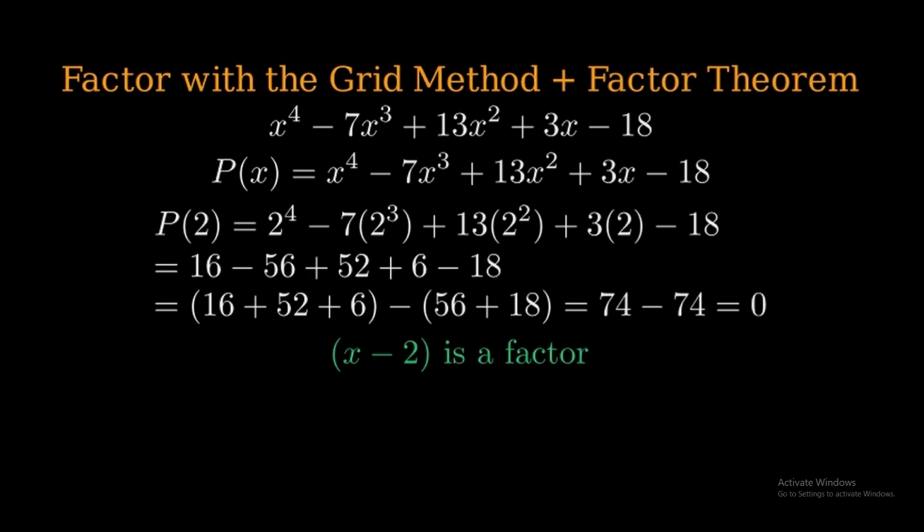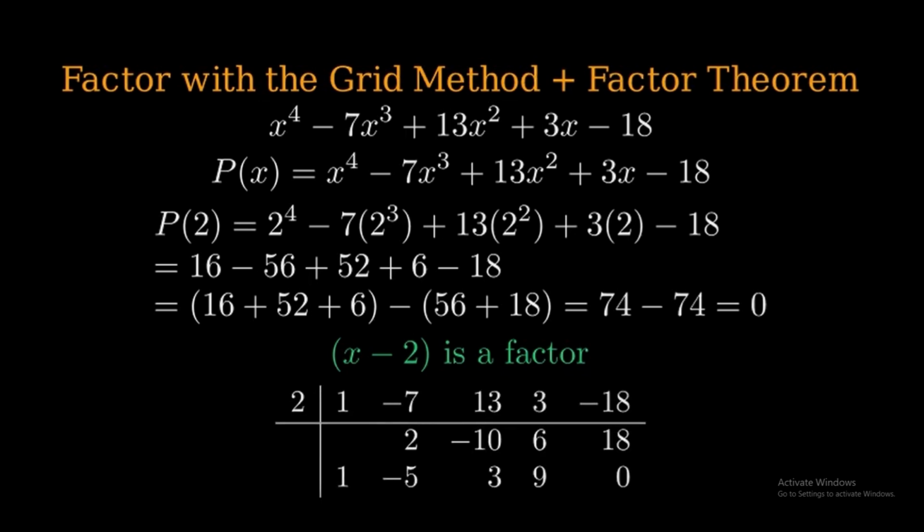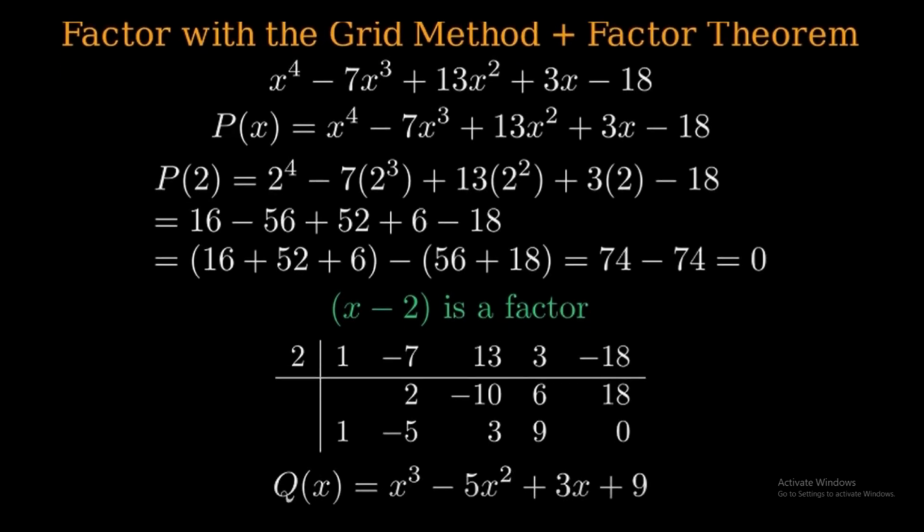Now we divide by x minus 2 using synthetic division to reduce the degree. The coefficients are 1, negative 7, 13, 3, and negative 18. Bring down 1, multiply by 2, and add repeatedly. The resulting cubic is x cubed minus 5x squared plus 3x plus 9.